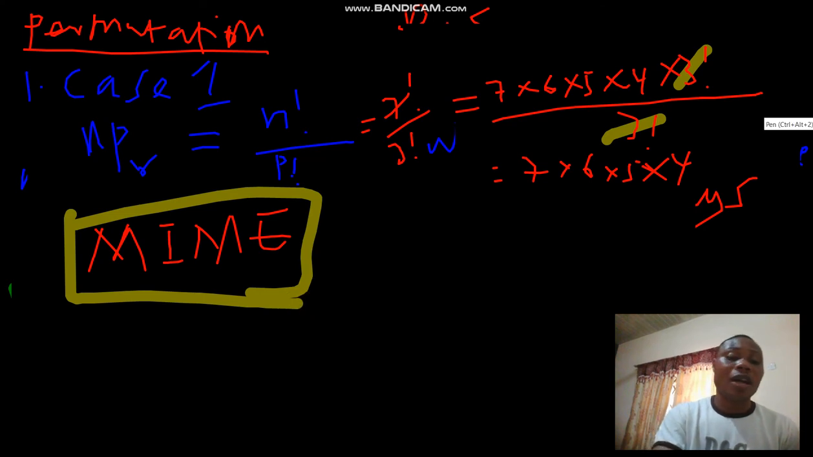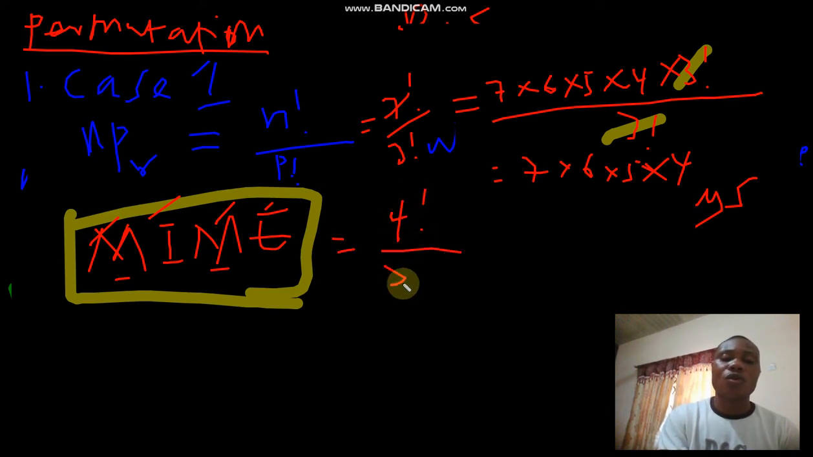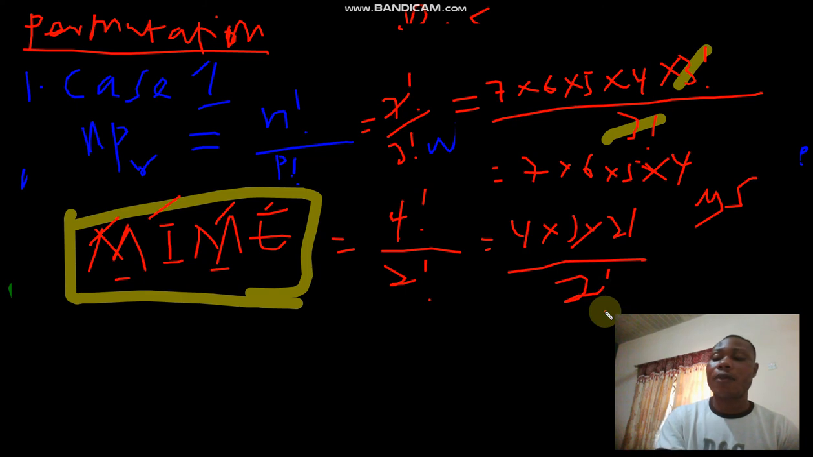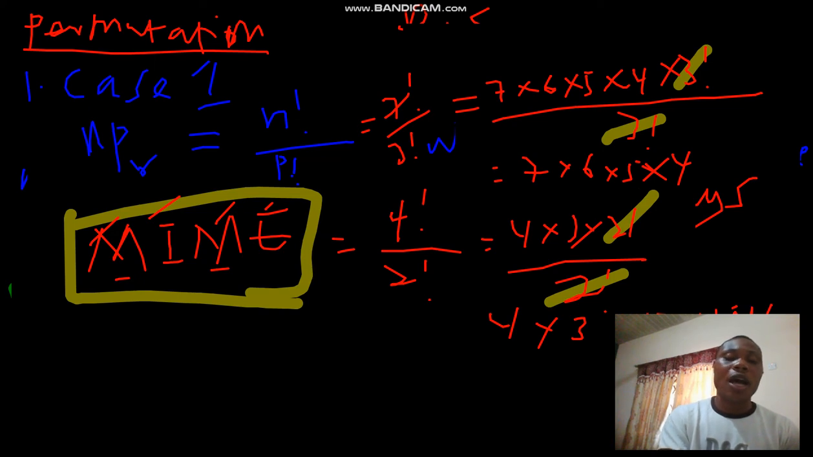You have 2 m's here, and that's very simple. You know your p is the number of m's, and the letters are 1, 2, 3, 4. So you get 4 factorial over 2 factorial, since the m's are 2. That gives 4 times 3 times 2 factorial over 2 factorial. The 2 factorials cancel, and you are left with 4 times 3, which gives 12 ways of arranging the letters.